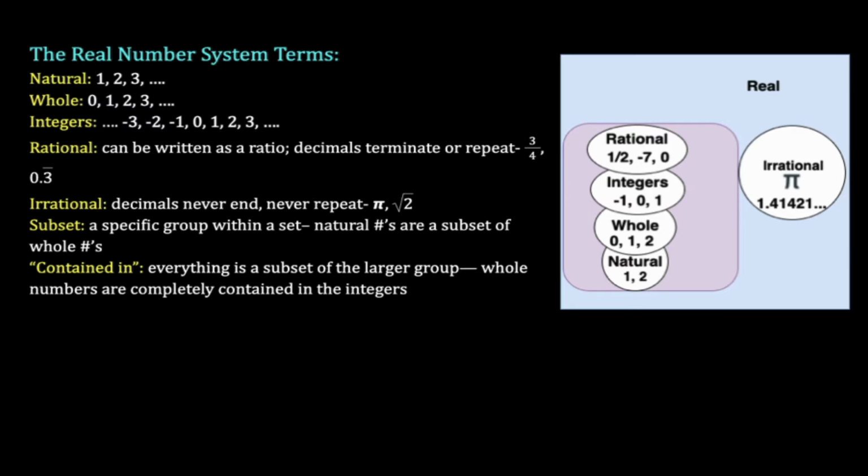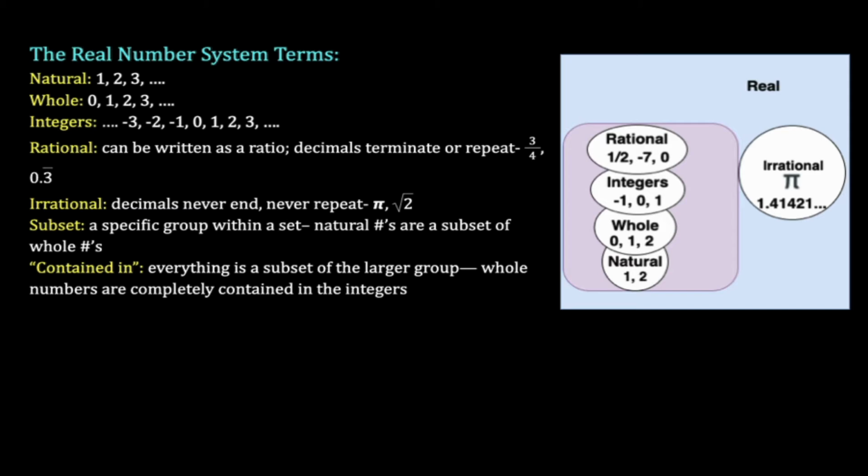Rational numbers, these can be written as a ratio or a fraction. The decimals terminate or repeat. So I have this fraction 3/4 as an example, which as a decimal is 0.75. And notice 0.75 terminates, okay, or it ends. And then we have 0.3 repeating. So this is an example of a repeating decimal, and its fractional form is 1/3.